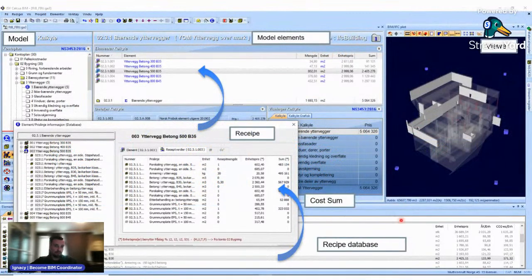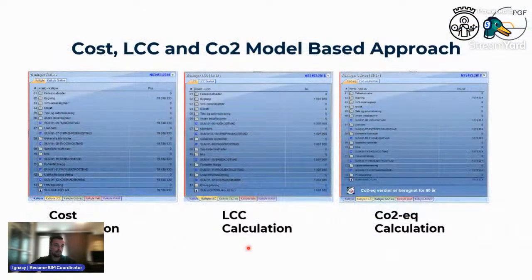So here we have a simple snapshot of the actual software where we have imported an IFC model of part of the building. And here at the bottom we have the recipe database, and then we do those adjustments which I mentioned before. And the result is the cost, and we store the cost, the LCC calculations, and also the carbon footprint calculations in tables and spreadsheets.